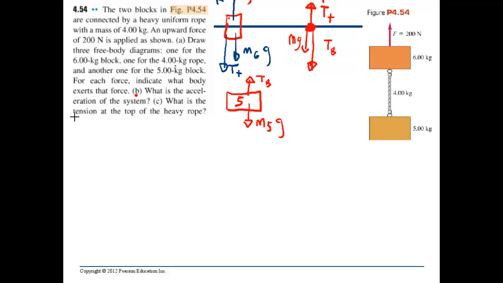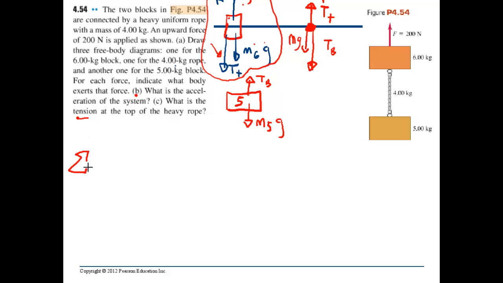So to calculate the tension at the top of the heavy rope, I can use the fact that the acceleration of each of these blocks is going to be the acceleration of the system. And let's take a look at the free body diagram of my topmost block. In the downwards direction I have the mass times gravity, and I have the tension at the top of the rope. That's the quantity I'm looking for. I have my force in the upwards direction.